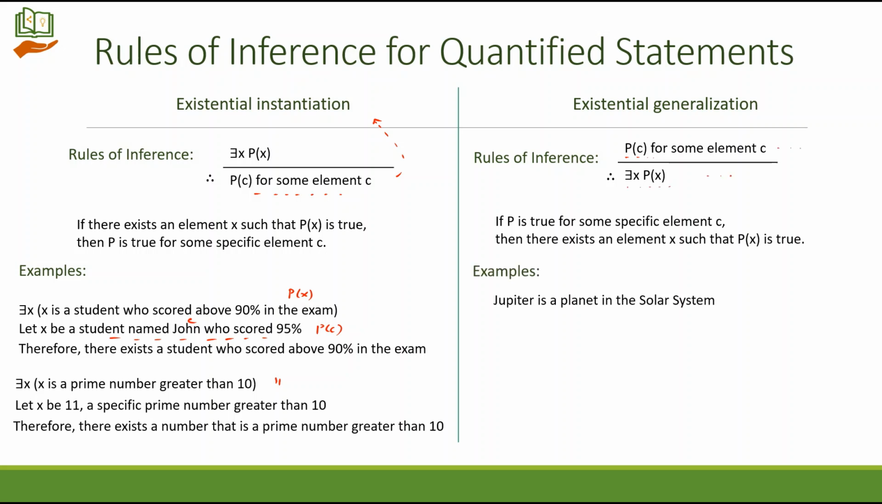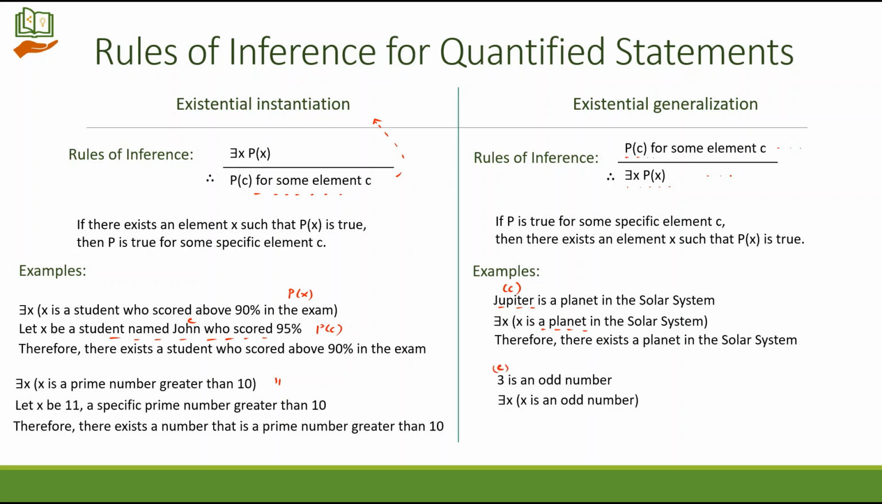Let's see some examples. Jupiter is a planet in the solar system. This is the C value. X is a planet in the solar system with existential quantifier. Therefore, we can say there exists a planet in the solar system. Now let's get into math. 3 is an odd number. This is with respect to the specific C value. X is an odd number. Therefore, there exists an odd number.